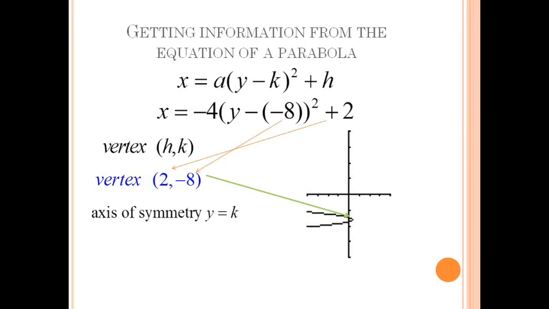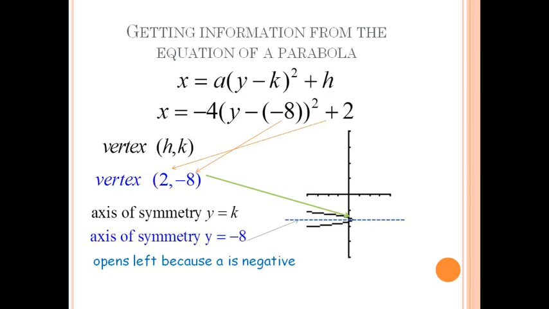Our axis of symmetry is y equals k, because it is now a horizontal axis of symmetry. So y is going to equal negative 8, and it goes right through the middle. It opens to the left because a is negative.